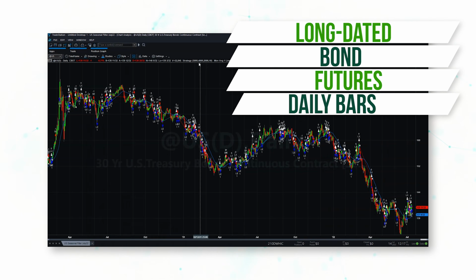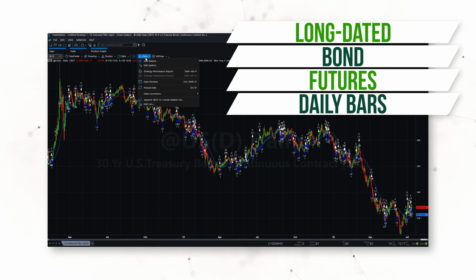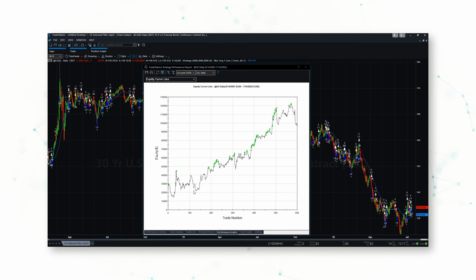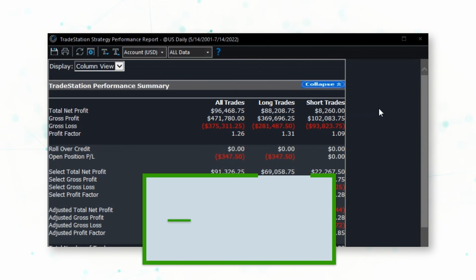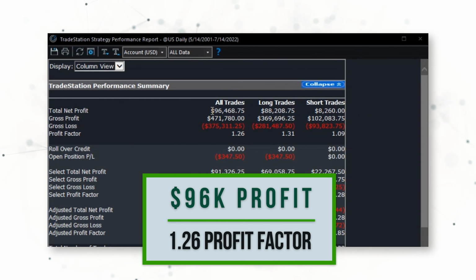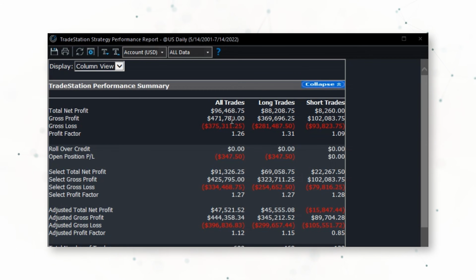And if we add this strategy to a chart of long bond futures, we can see a performance report, a cumulative profit line. We're already off to a pretty good start with just the seasonal code. So again, long bonds are a strong seasonal market, and we can see that this strategy, including slippage and commissions, would have generated $96,000 and a 1.26 profit factor since 2001.